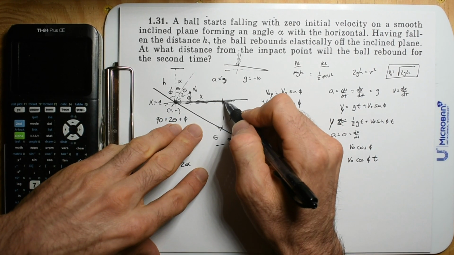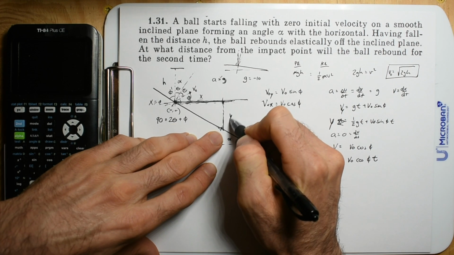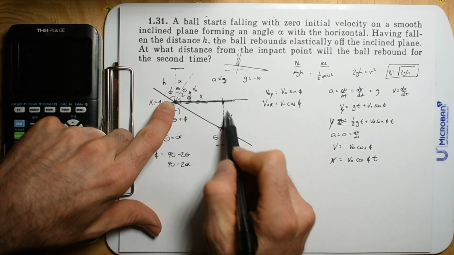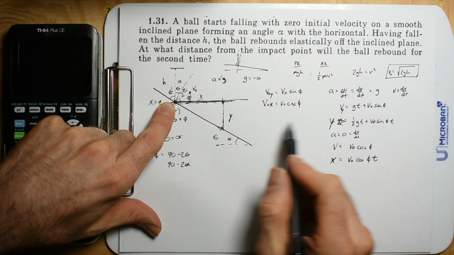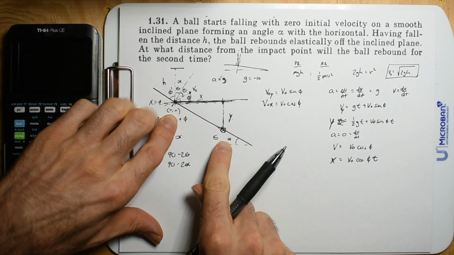It's going to be at some sort of negative y. It's going to impact. It's always going to be less than that. So what do you just pick? This is where the problem gets hard.